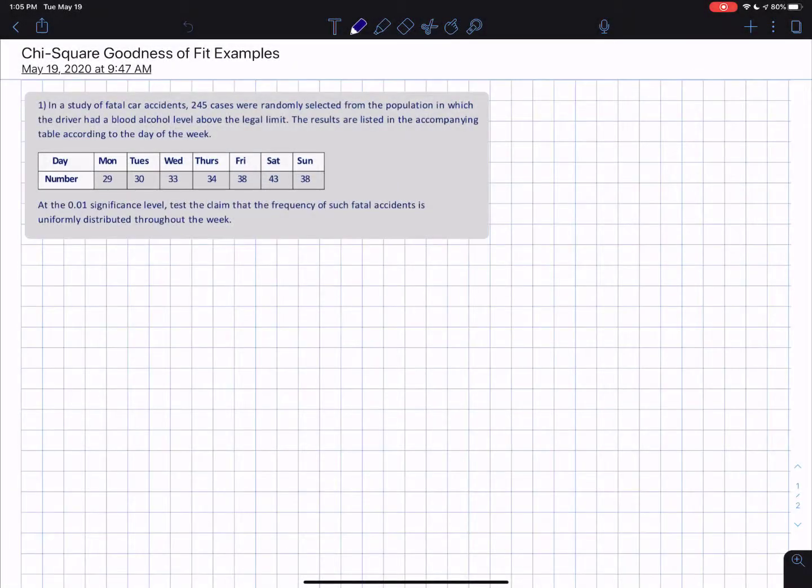Greetings. In this video, I'll be working on a couple of examples on doing a chi-square goodness of fit test and showing you how the hypothesis testing procedure works when you go through a problem. Let's look at this one.